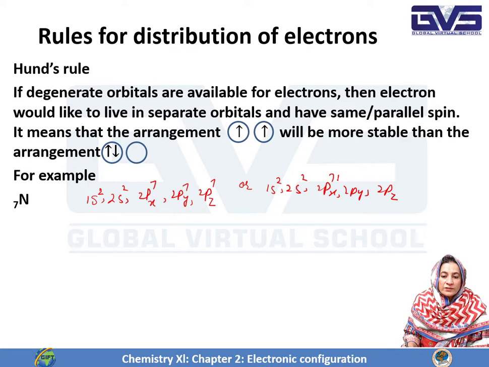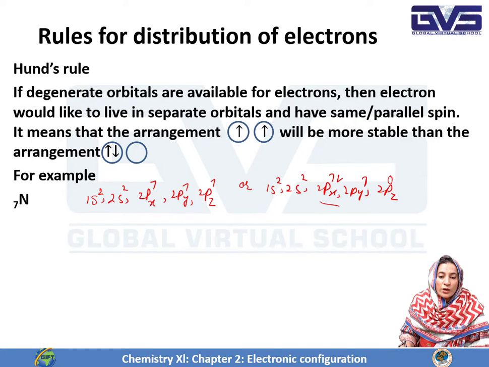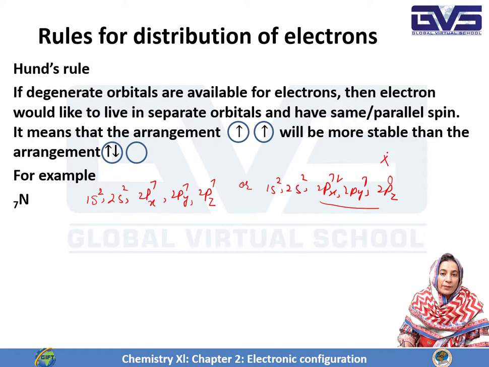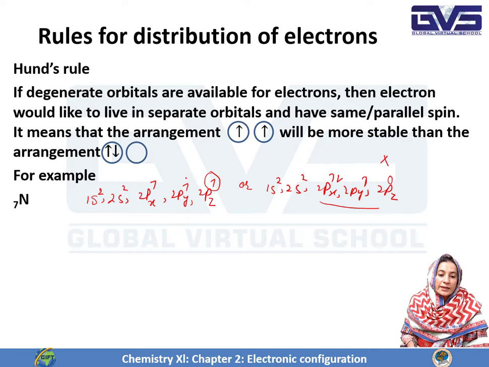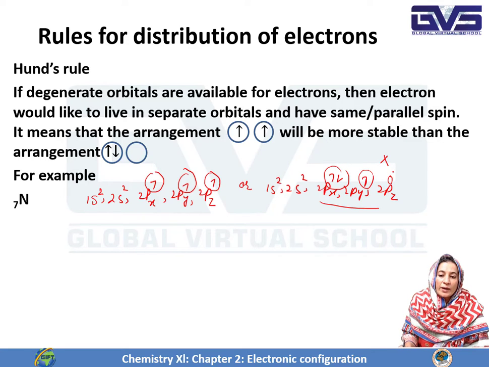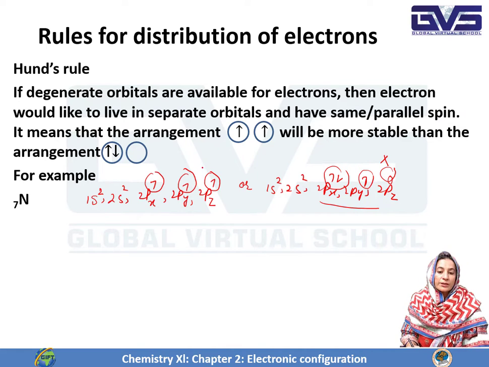4, 5, 6, 7, and 8. But this electronic configuration is unstable, because according to Hund's rule, if degenerate orbitals that have the same energy are available, the electrons will live in separate orbitals like this, rather than like this. One is completely filled, one is half filled, and one is empty. So this is an unstable configuration, while this one is the stable electronic configuration.